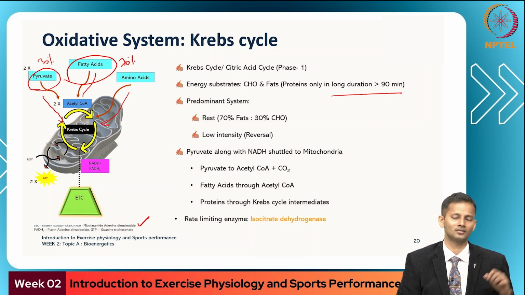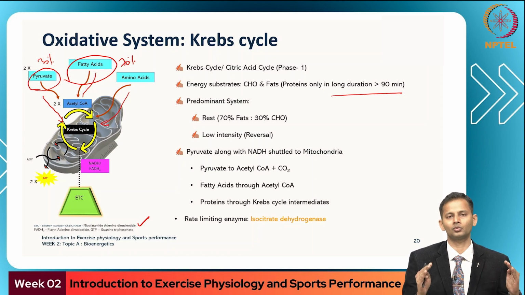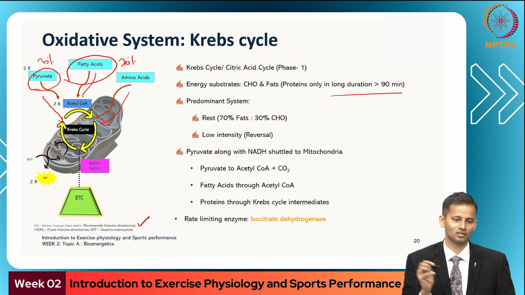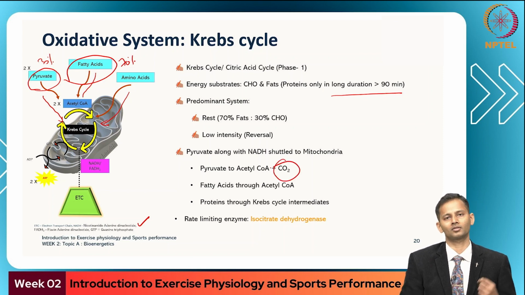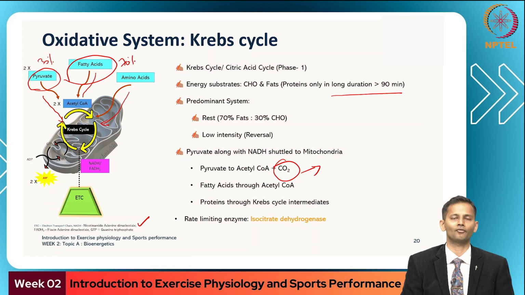So we saw that the 6 carbon compound glucose was converted into 2 carbon G3P. Now the 3 carbon pyruvate gets converted into 2 carbon acetyl CoA, and 1 carbon is released as carbon dioxide. So when we use our energy resource, finally we end up releasing the carbon dioxide as waste product. The carbon dioxide is formed in this process of the energy system.